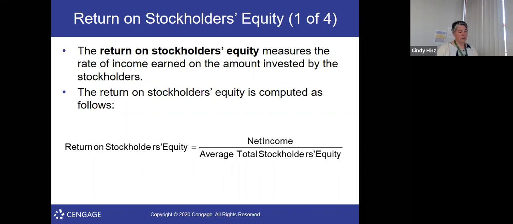Another measure you might be interested in knowing is how good we are at producing income based on our equity. We're leveraging that equity to produce income. And so return on stockholders' equity is another measure that might be of interest to us, especially if we are a stockholder or considering becoming a stockholder. Now, anytime we're using these calculations, you need to keep in mind that this calculation is based on the book value of our equity, not the market value.